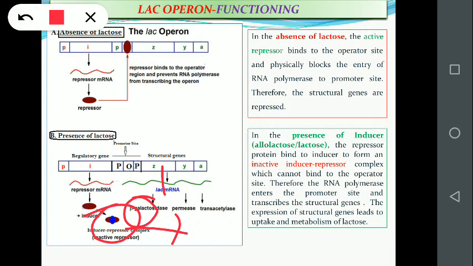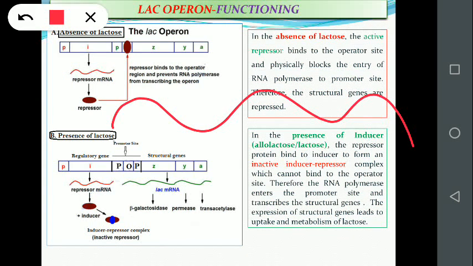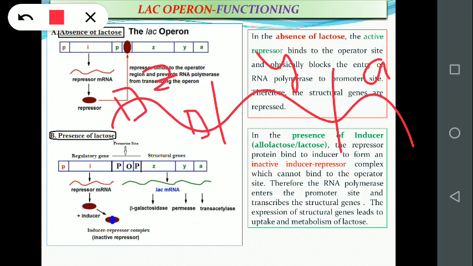So I will explain it more clearly so that you can understand the real process that takes place during the translation of polycistronic mRNAs. Consider this a polycistronic mRNA. We have Z region, Y region, and A region. Here the initiation codon will be there and the termination codon will be there. That is why the ribosome binds here and translates this Z region separately. You will get the Z product, that is beta galactosidase.